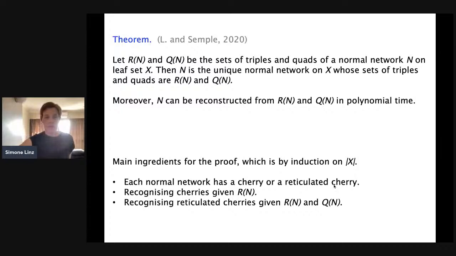We also need to be able to recognize cherries. And it turns out that we can recognize cherries just from the set of triplets. So to recognize cherries, we do not need the quads, but we do need the quads to recognize these reticulated cherries. So these are basically the three main ingredients. And I'm going to talk about each of the three for a little bit.